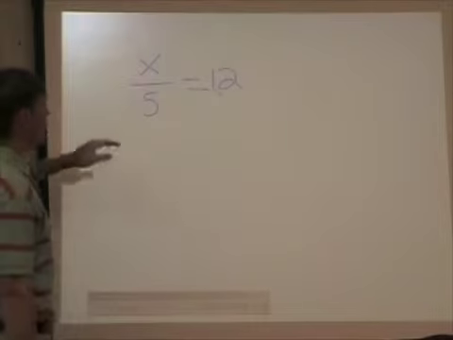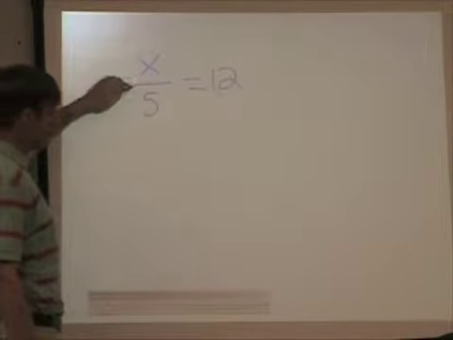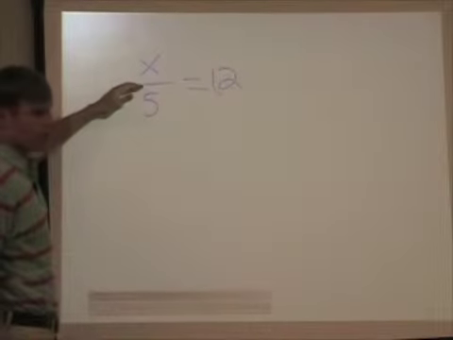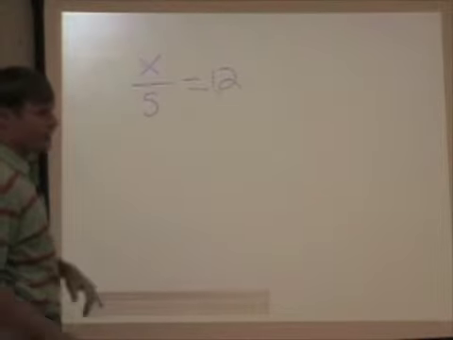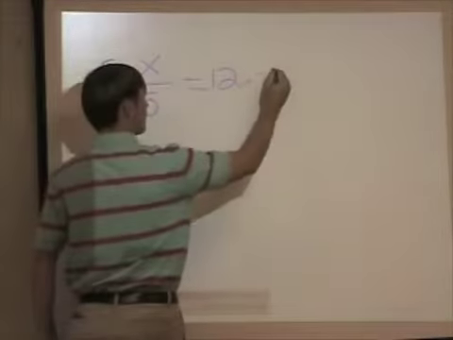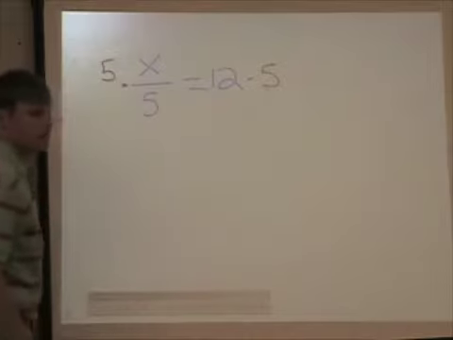Next, x divided by 5 equals 12. What operation do I have, Kay? Divide. Yeah, my operation here is divide. So what's the opposite of that? Multiply. So in order for me to solve this, to get 5 away from x, I have to multiply 5 on each side. Say that. Multiply 5 on each side.